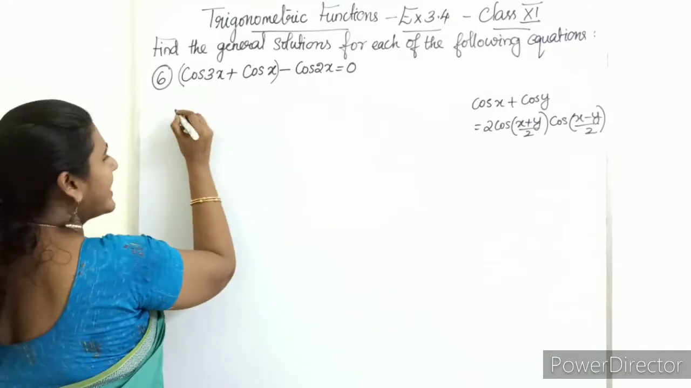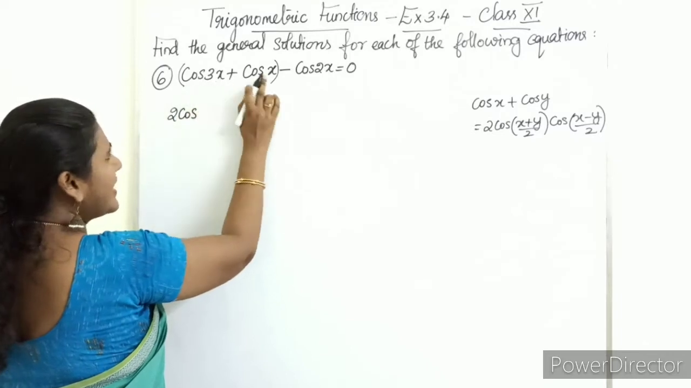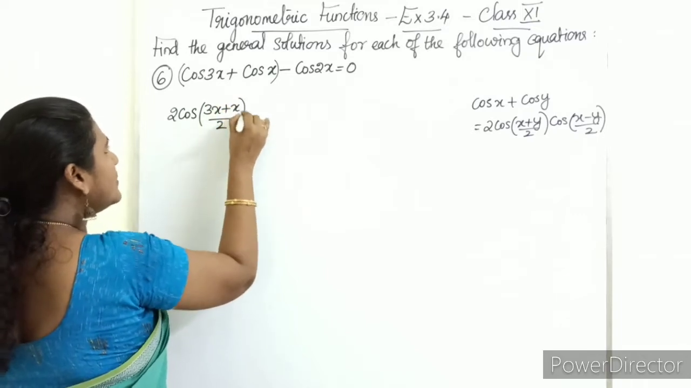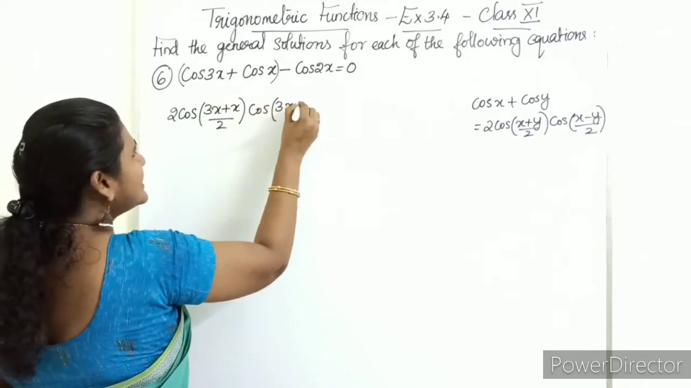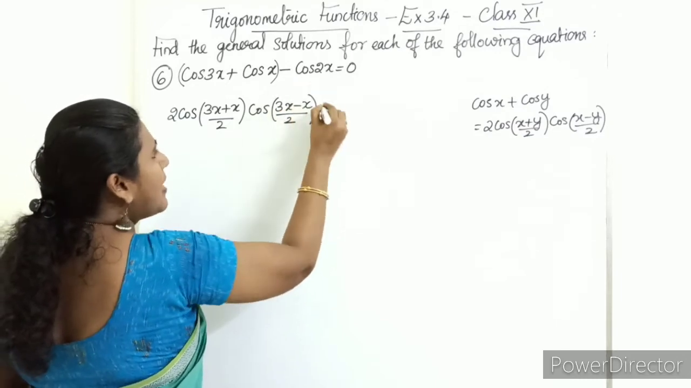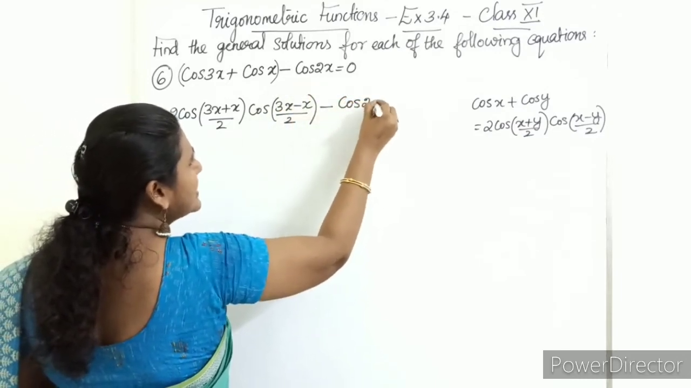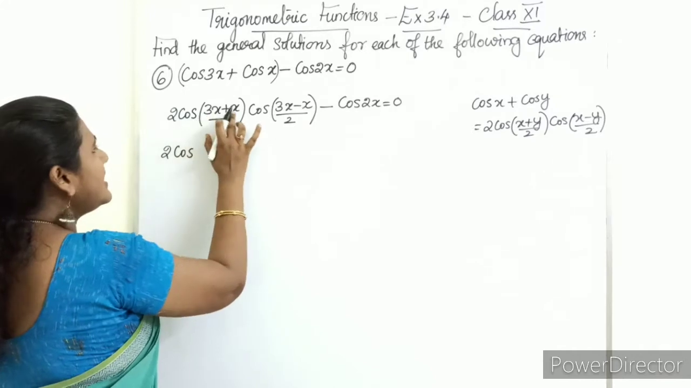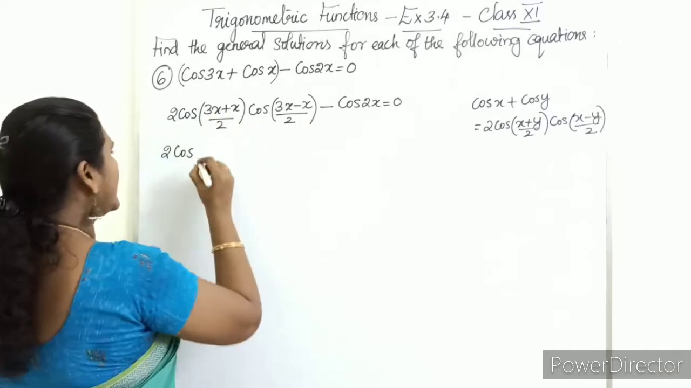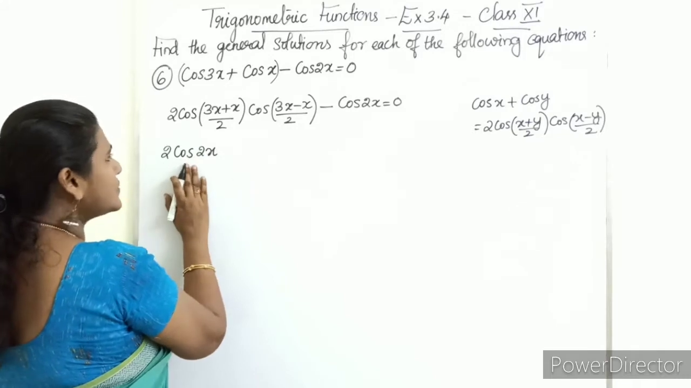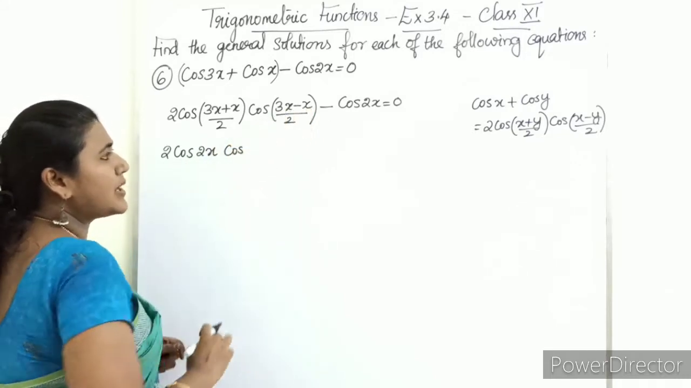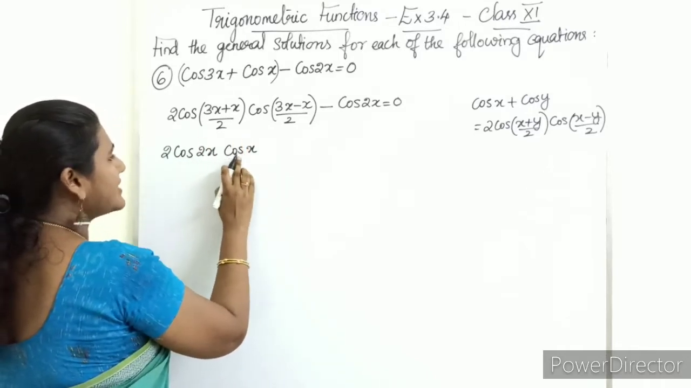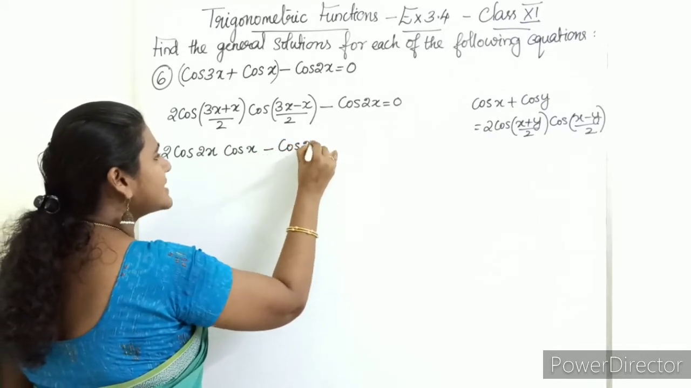In this place we will write 2 cos (x plus y)/2 into cos (x minus y)/2, where in the place of x and y we have 3x and x. That is 3x minus x by 2, minus the third term, cos 2x, is equal to 0. Now we simplify this: 3x plus x is 4x, 4x by 2 is 2x. So 2 cos 2x into cos, here 3x minus x is 2x, 2x by 2 is cos x. So 2 cos 2x into cos x minus cos 2x is equal to 0.